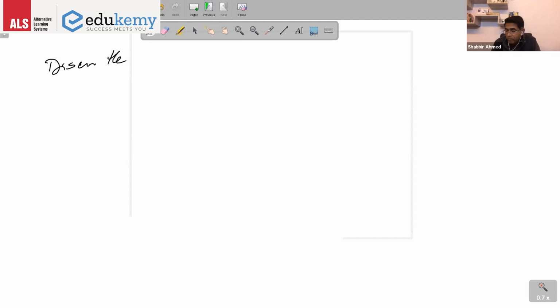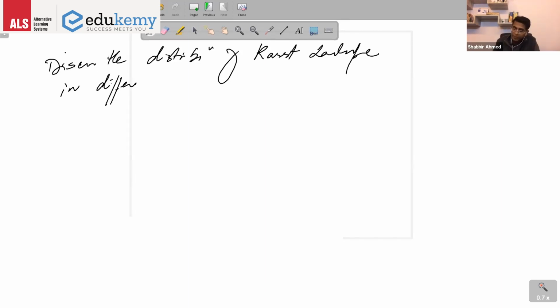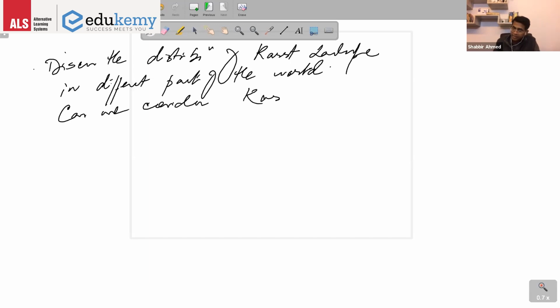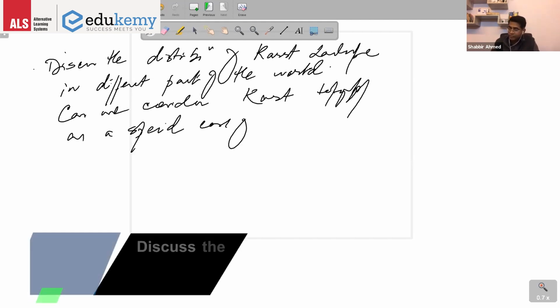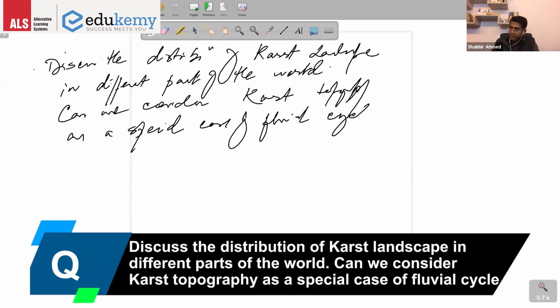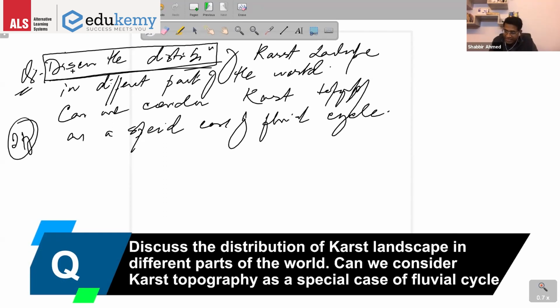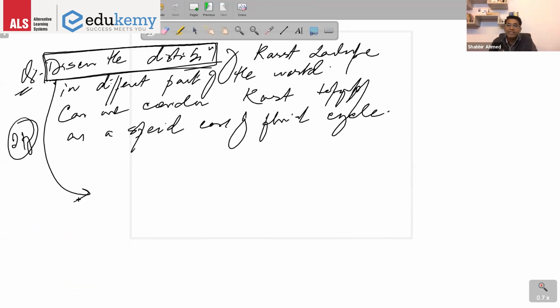Discuss the distribution of karst landscape in different parts of the world. Can we consider karst topography as a special case of fluvial cycle? When I say discuss the distribution, can you tell me what all should be part of your answer?